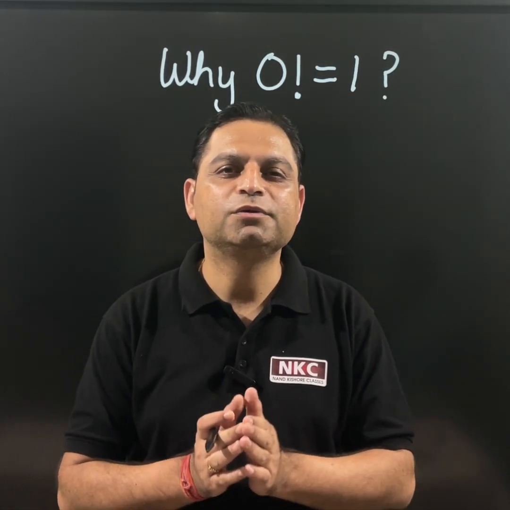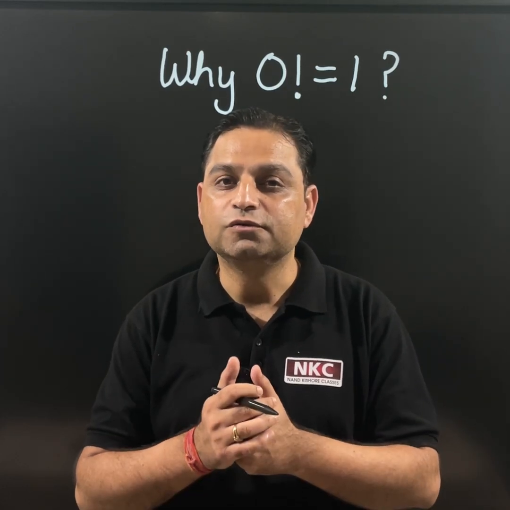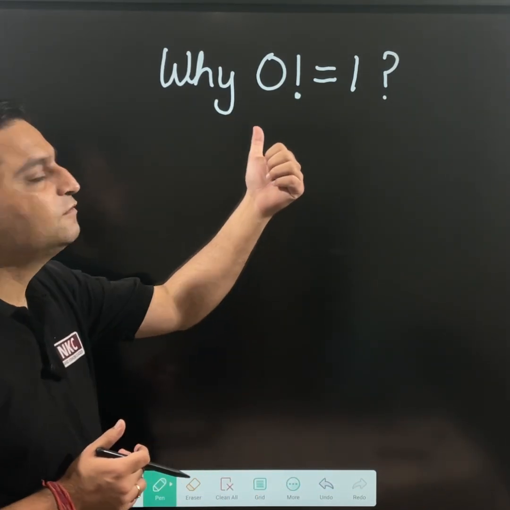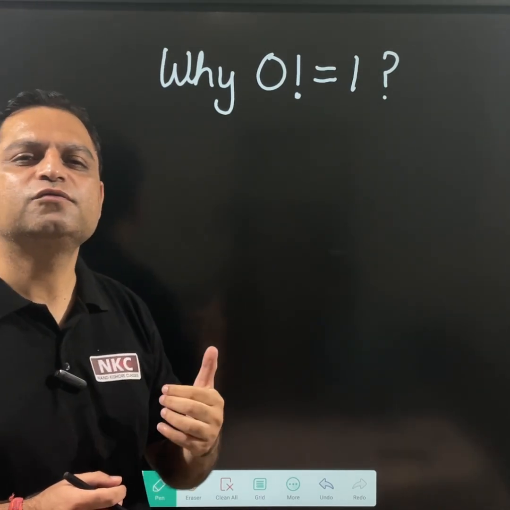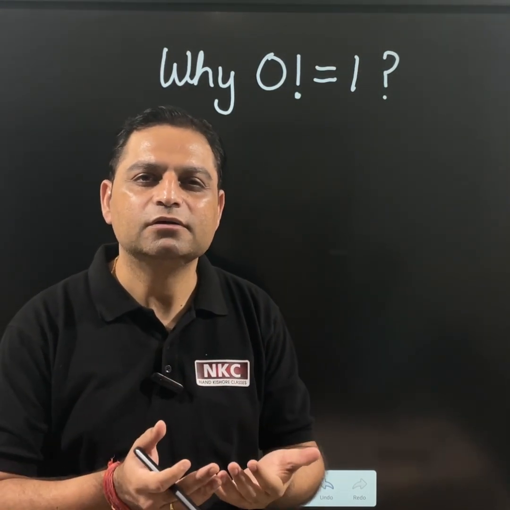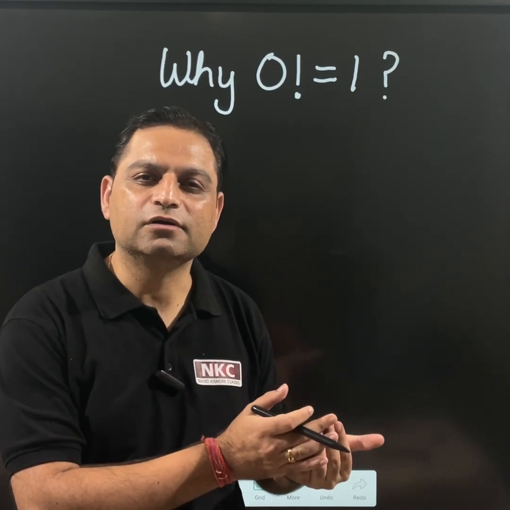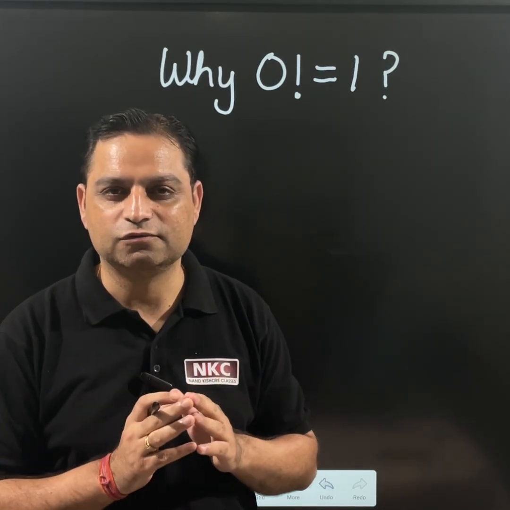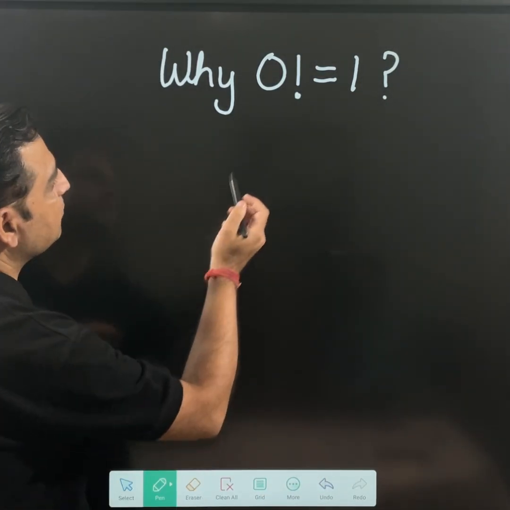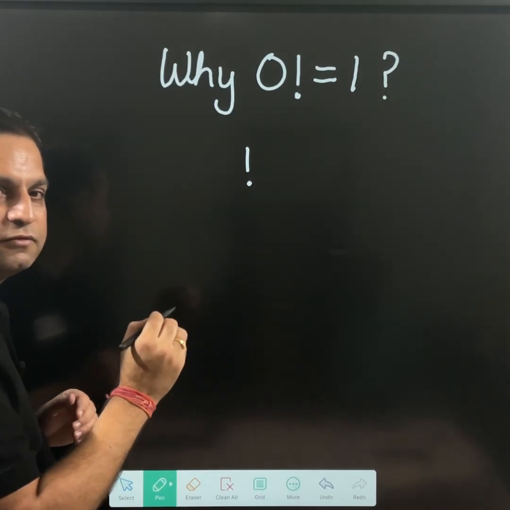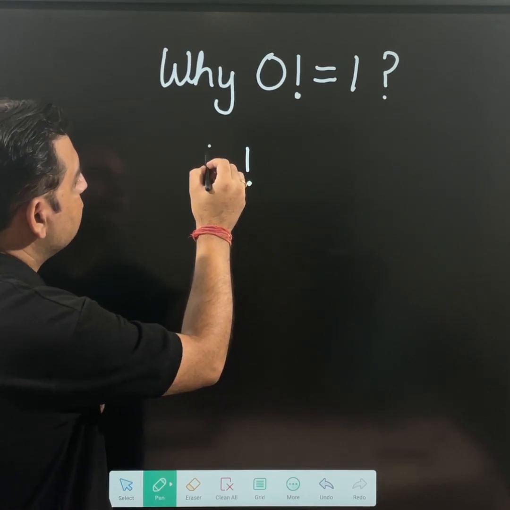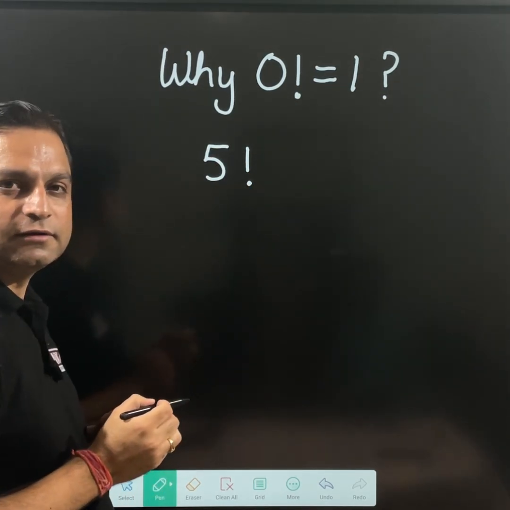Today's lecture is going to be very interesting because we are going to prove why 0 factorial is equal to 1. First of all, many of you might not be aware what is the meaning of factorial. So let us clarify it first of all. Factorial symbol is this one, sign of exclamation. This is the symbol of factorial, and let's suppose 5 factorial is there.